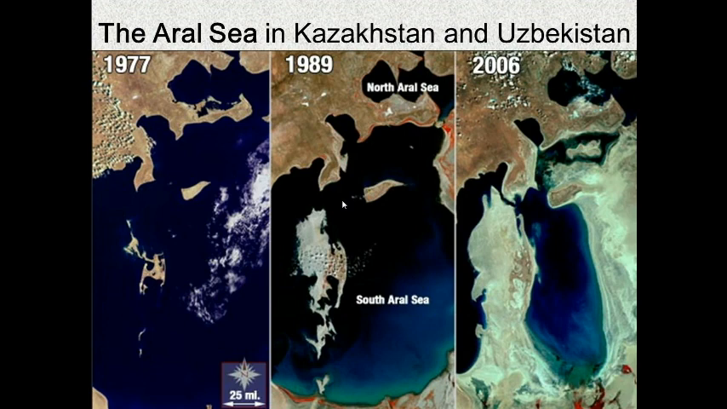Look at how the Aral Sea has changed from 1977 to today. What you're seeing is loss of water and increased land mass because the water's been depleted. This little bit used to be an island and is now connected.